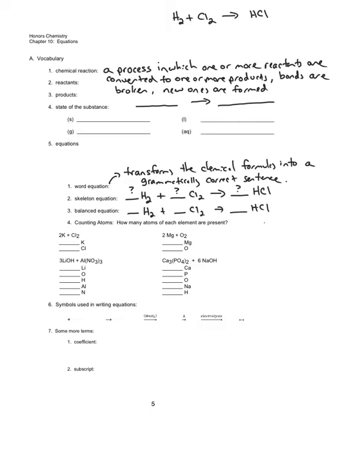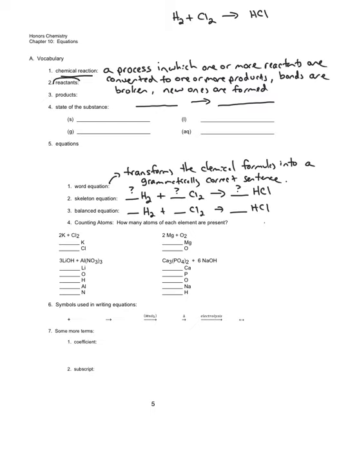Okay? Now, first of all, a chemical reaction is a process in which one or more reactants are converted to one or more products. The bonds between the reactants are broken and new bonds are formed, forming new chemical compounds with different sets of properties. There's a chemical change. The substances are turned into something else.